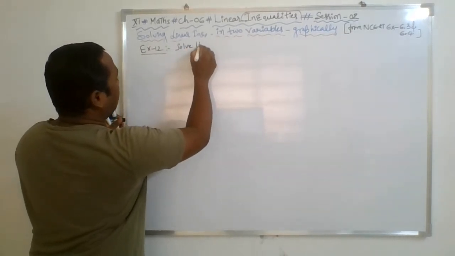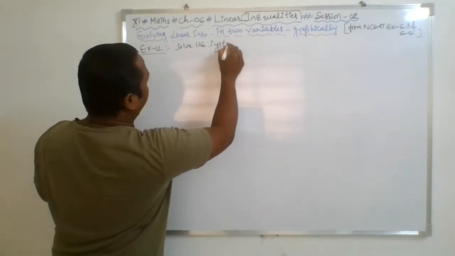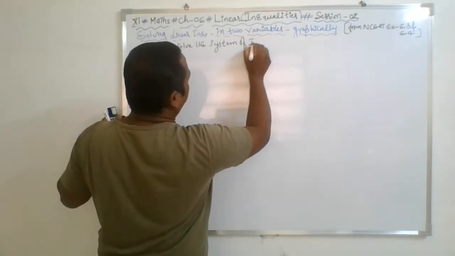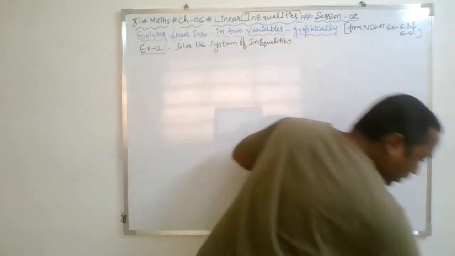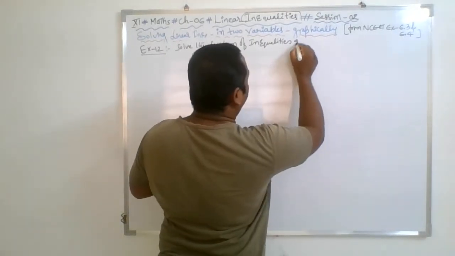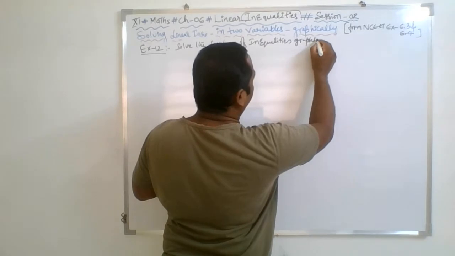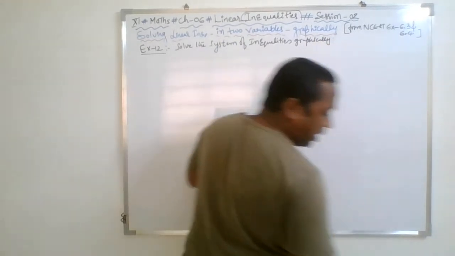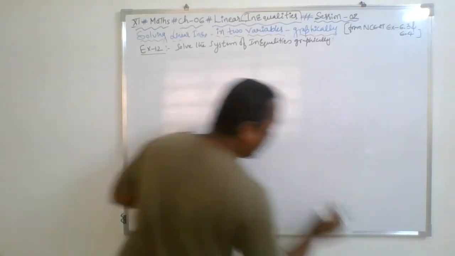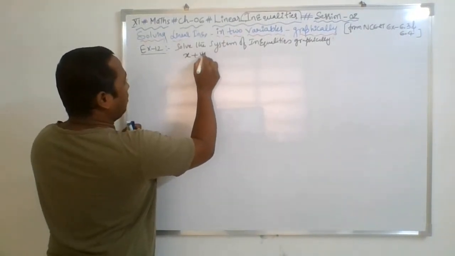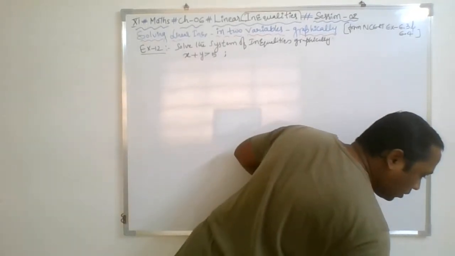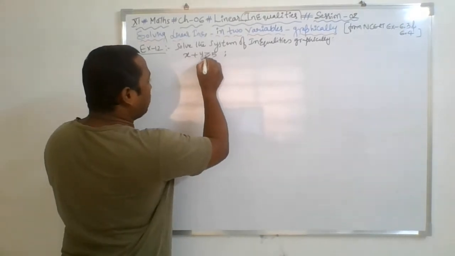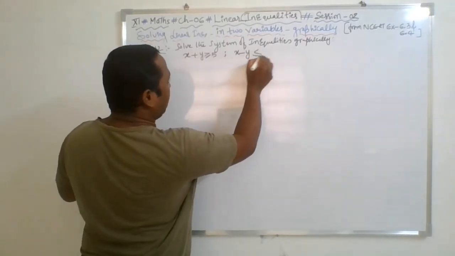Solve the system of inequalities graphically. Two inequalities are given to us. x plus y is greater than or equal to 5, and the second inequality given to us is x minus y is less than or equal to 3. That's all.